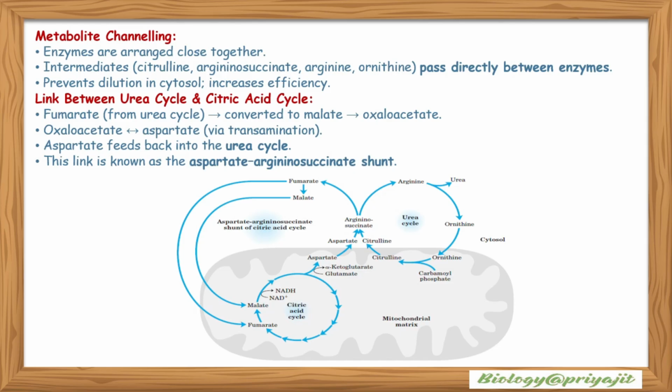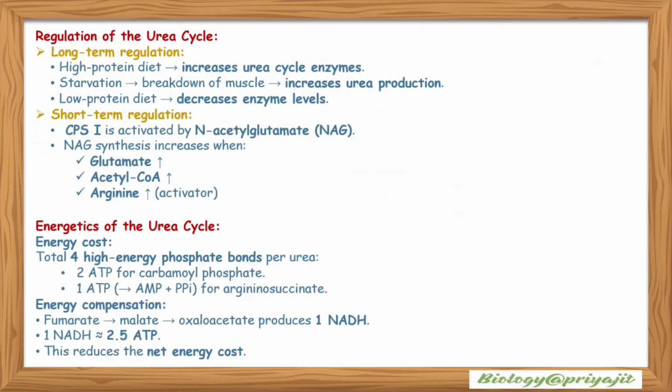There is a link between the urea cycle and the citric acid cycle. Fumarate, formed in the urea cycle, is converted to malate and then to oxaloacetate. Oxaloacetate is converted into aspartate and vice versa via transamination. Then aspartate fits back into the urea cycle. The link is the aspartate-argininosuccinate shunt.